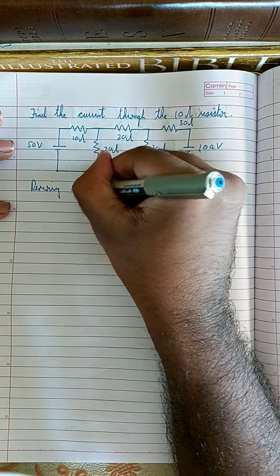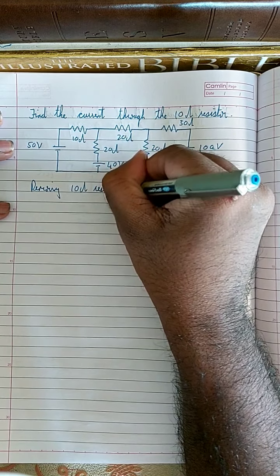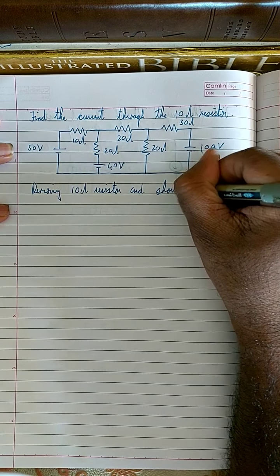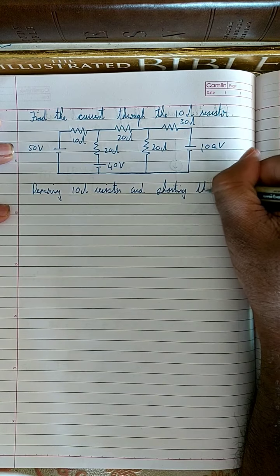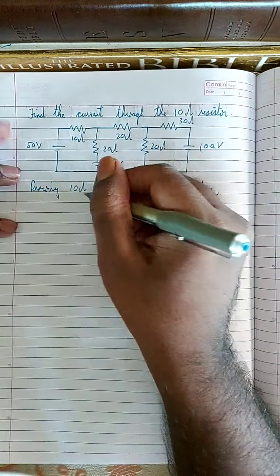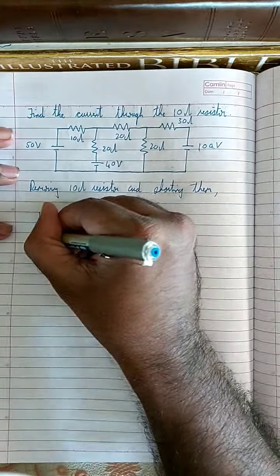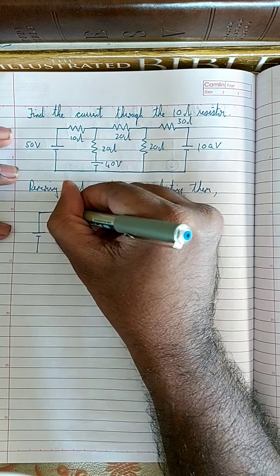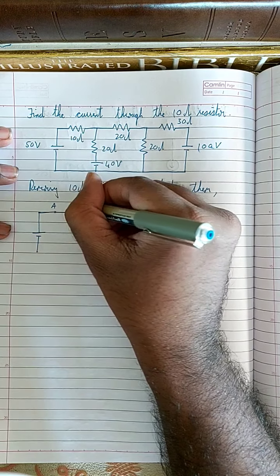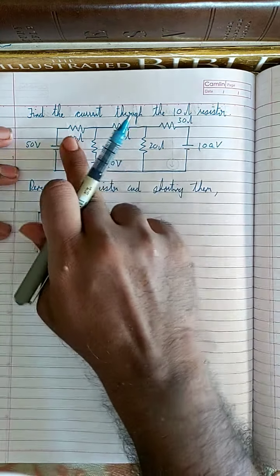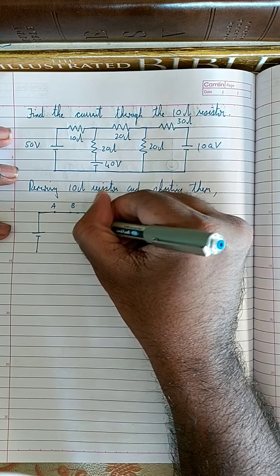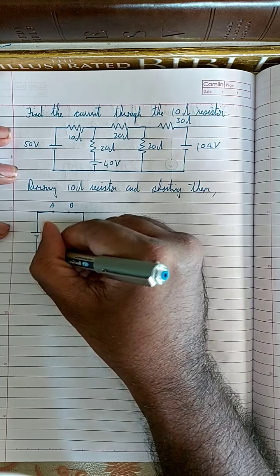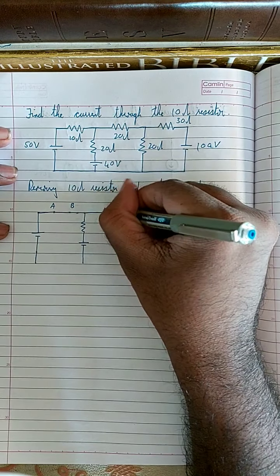Removing the 10 ohm resistor and shorting them, the circuit will be like this, right? There's a voltage source and this end is now shorted. These two ends, right? This end is now shorted, right? Then you have a resistor. Then you have a voltage source over here, then another resistor.